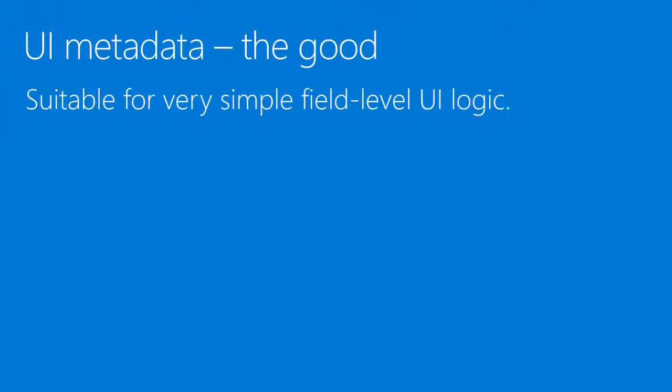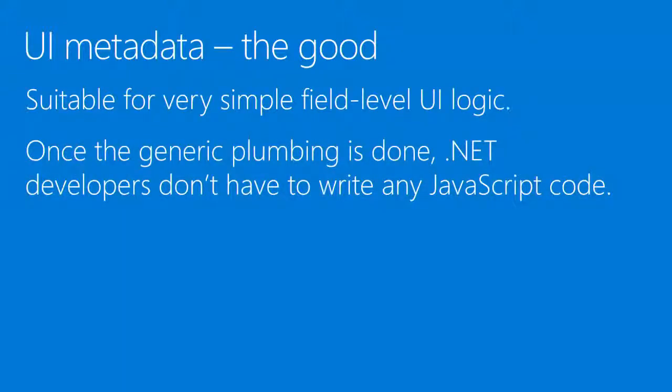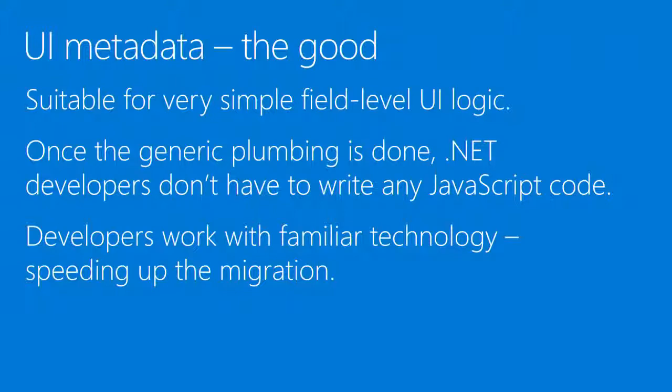So the pros of this approach are that it's very suitable for simple UI logic, field level, one condition, greater than, less than, or even starts with, if you can write the JavaScript function to do that. And once the generic plumbing is done, you don't have to write any JavaScript code at all, apart from the boilerplate, which can be embedded into a partial view and downloaded for every page. So .NET developers don't have to worry about writing JavaScript or learning jQuery. They stay with familiar technology, and they become efficient.